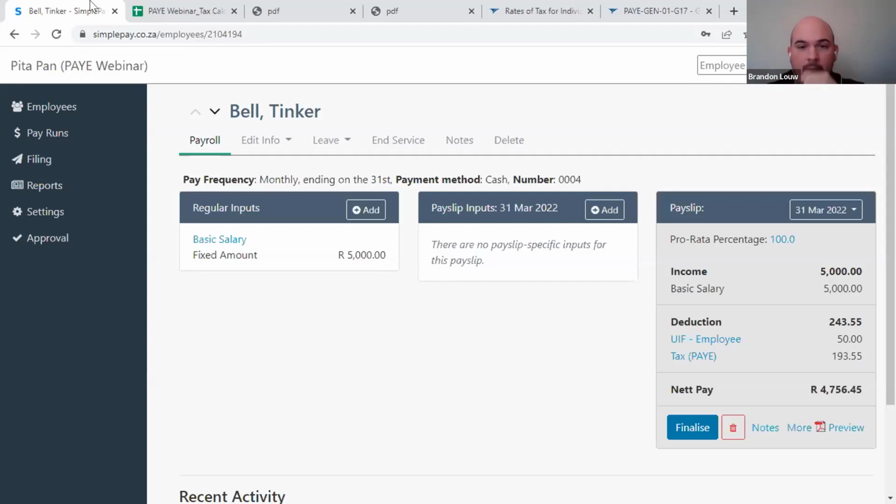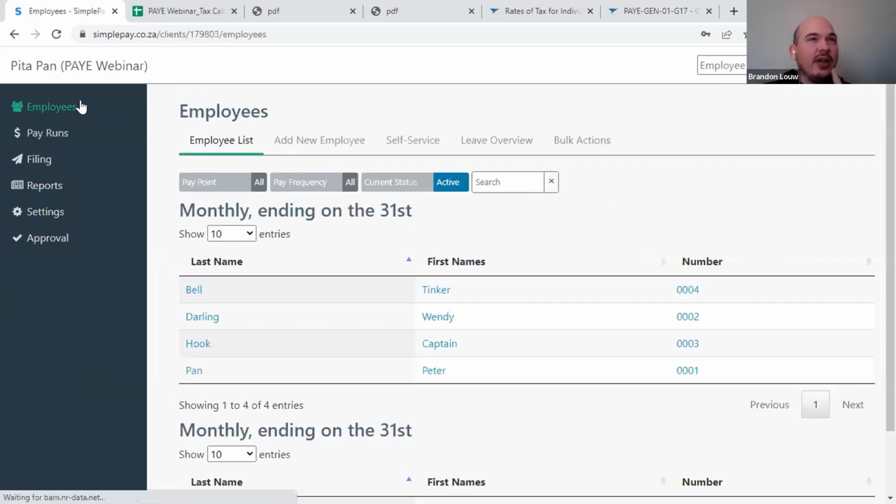Now, what happens in the case where that pay-as-you-earn liability goes into a negative amount, essentially meaning that the employee is owed money by SARS? What do we do in that case? You mentioned that we can't do the refund, but would the employee have to wait till the end of the tax year to get that refund? So if I've got another employee like this.